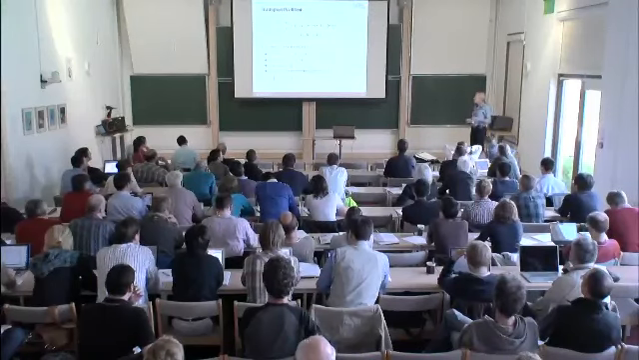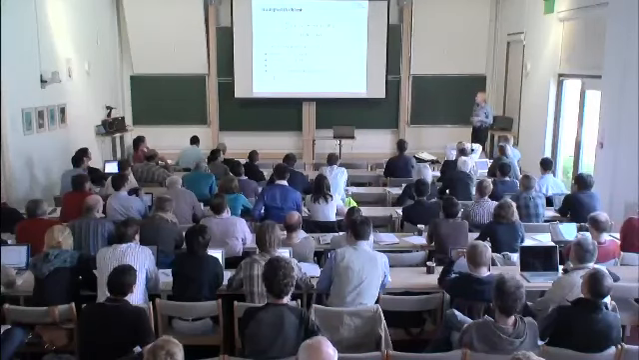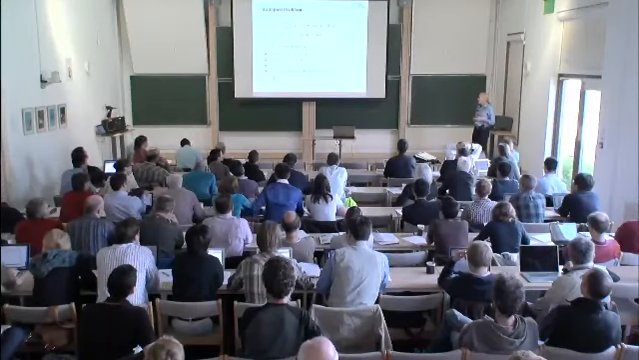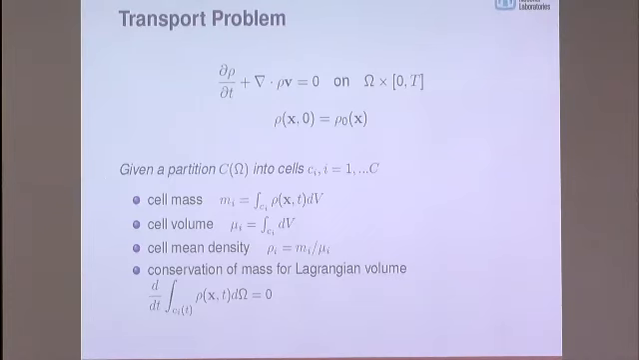So for my talk this morning, I'm going to focus on the scalar transport equation given here. Just for convenience, I'm going to talk about density and mass, but of course this could be applied generally to other fields for a transport. So what we want to do is partition our region omega that we're interested in into cells, and I'm going to be discussing cell mass, the integral of density over the cell, a cell volume, and a cell mean density. Those are the pieces we're interested in.